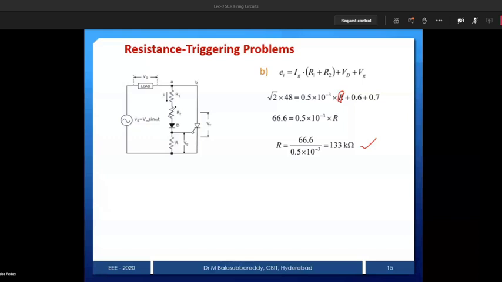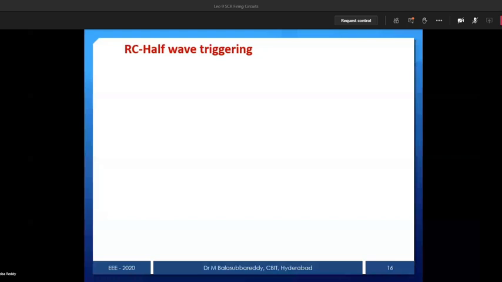You can see there are still some more problems. You refer to the books. I have given a lot of textbooks on your LMS server. You just glance at them once. And now we'll see the RC half wave triggering.